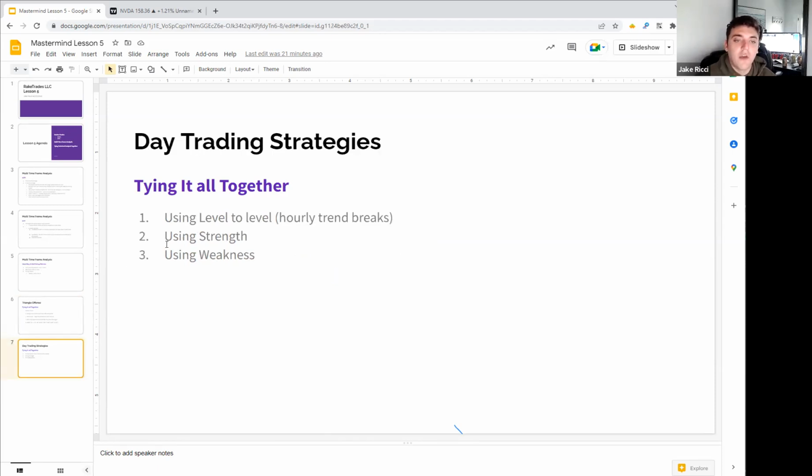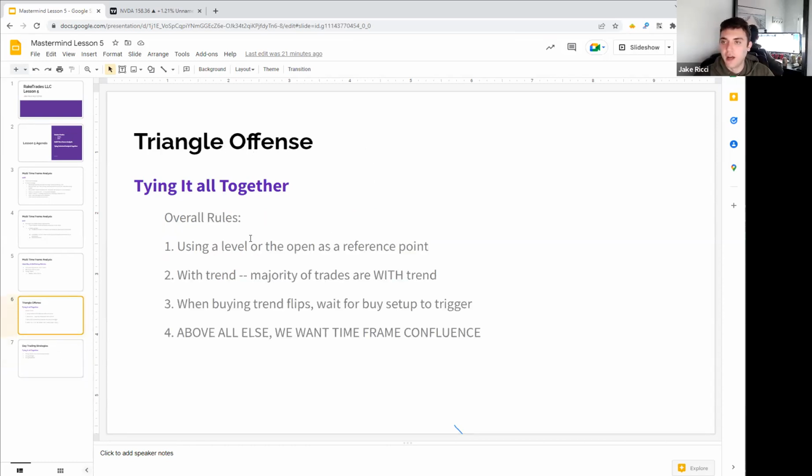So in order to wrap up and tie together the last knot of our day trading strategies, these are really the three. If you ask me, Jake, what are your day trading strategies? There's like three. One is the level to level system, using the hourly trend breaks for some sort of move from one level to the next level. That combines with all of our rules. Remember, each one of these strategies is fully inclusive of all of our rules in our triangle offense. So the triangle offense really is our strategy.